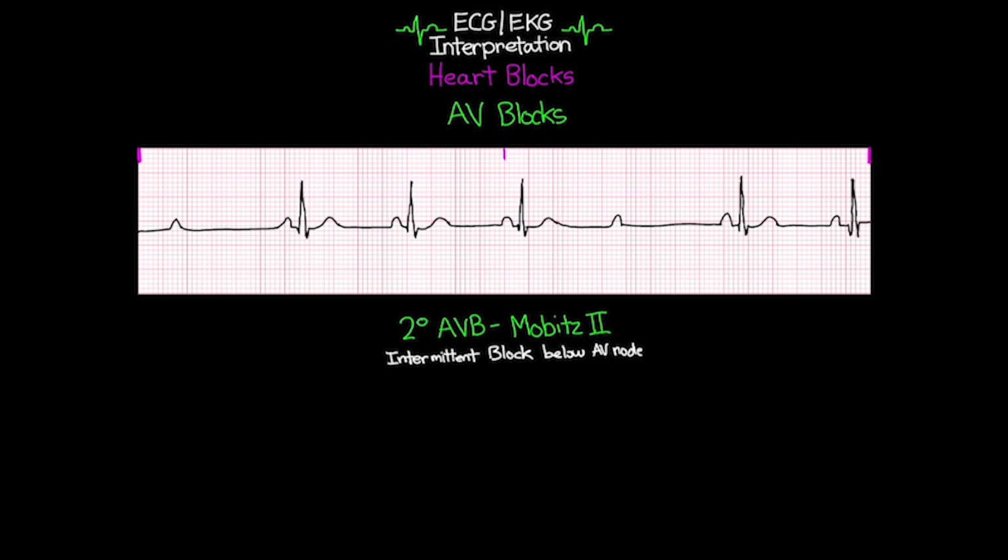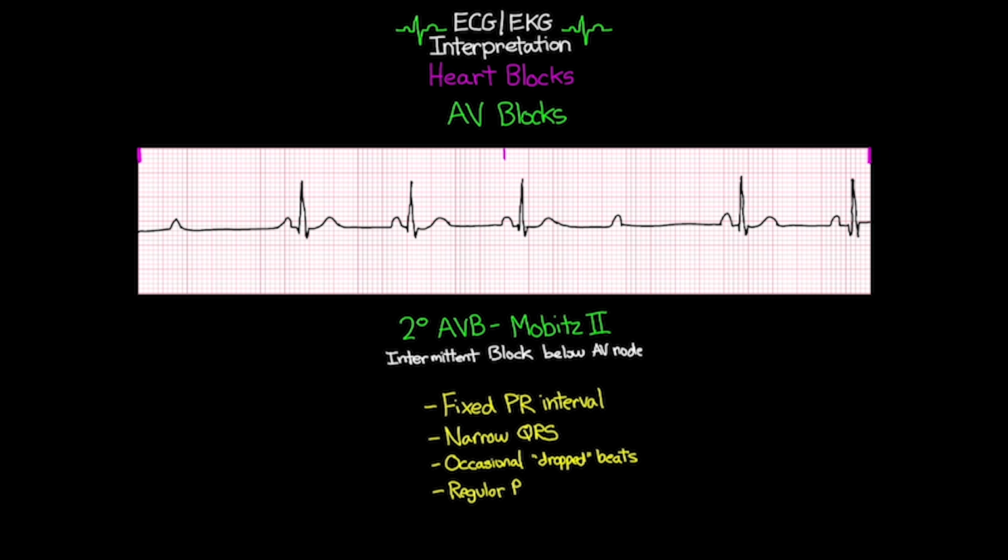Some of our defining characteristics for a Mobitz 2 are you're going to have a fixed PR interval, you're still going to have a narrow QRS, but you're going to have occasional dropped beats. And for this one, you're going to end up with regular P waves, but irregular R waves. But an important thing with this rhythm before we jump into really explaining this is this one's going to really require close monitoring.